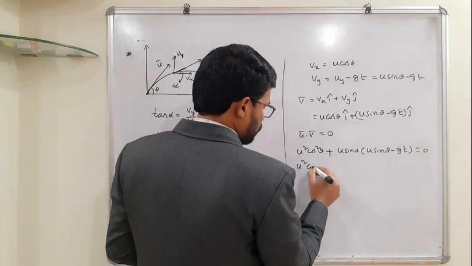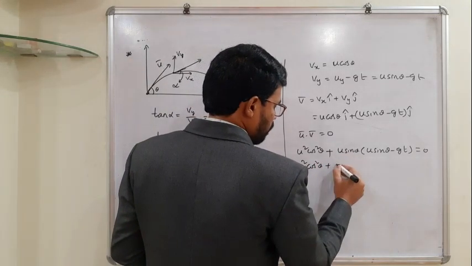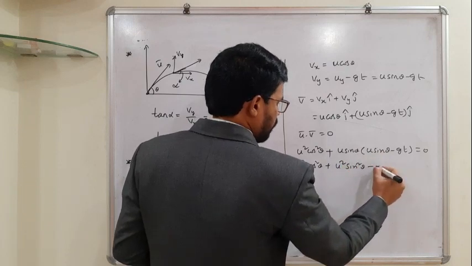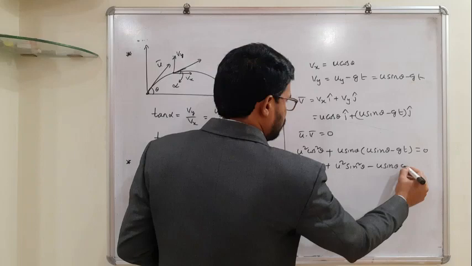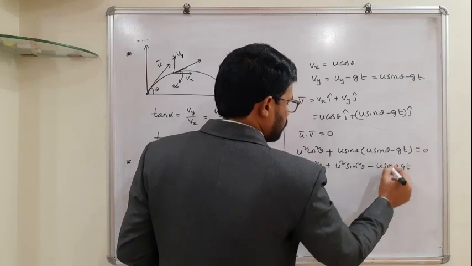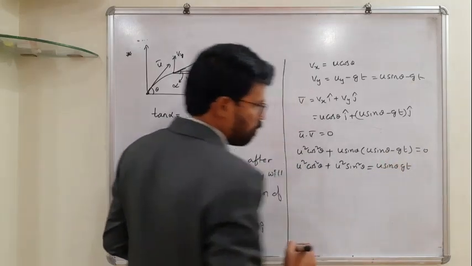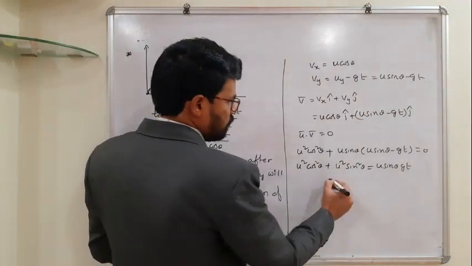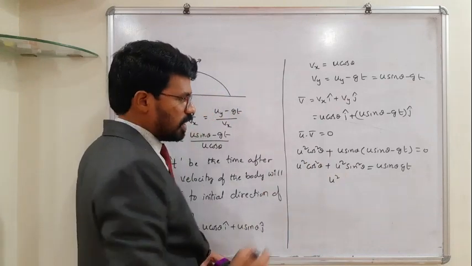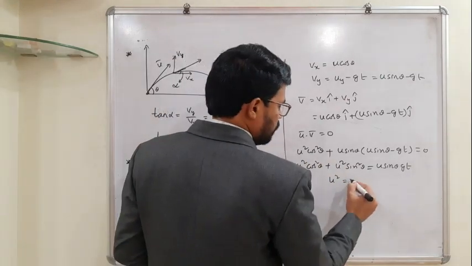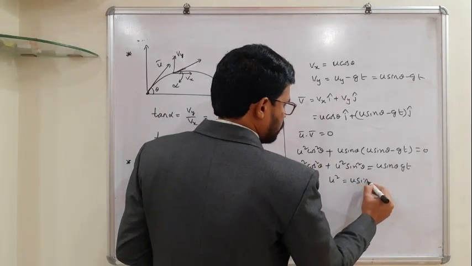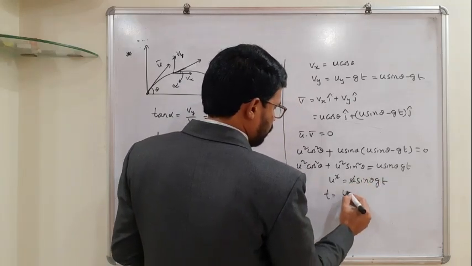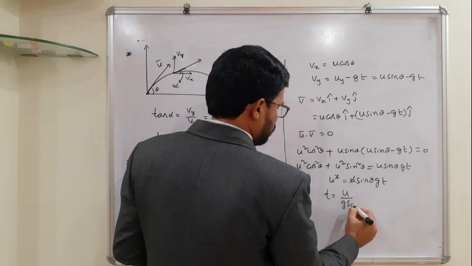So u square cos square theta plus, let us multiply this into the bracket, we'll have u square sin square theta minus u sin theta into gt. If this term is taken to the other side, you will have plus u sin theta gt. So u square cos square theta plus u square sin square theta, it's u square. If you take out u square common, cos square theta plus sin square theta, it's 1. So u square is equal to u sin theta into gt. U gets cancelled, therefore t is equal to u by g sin theta.